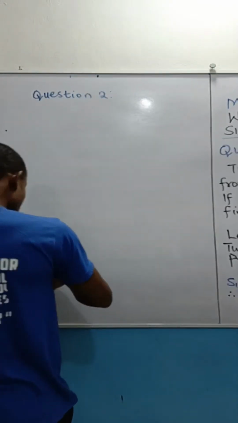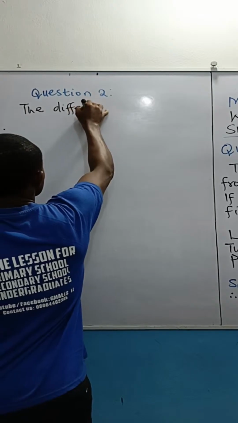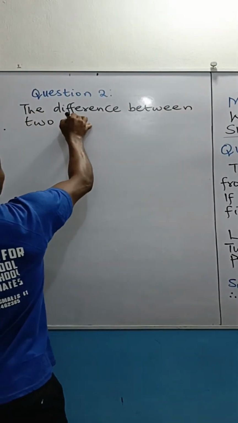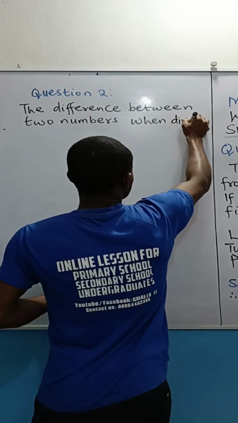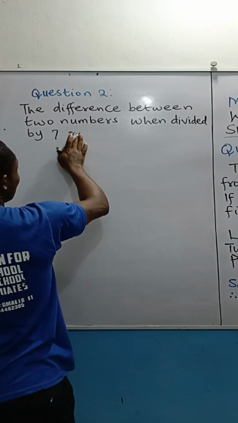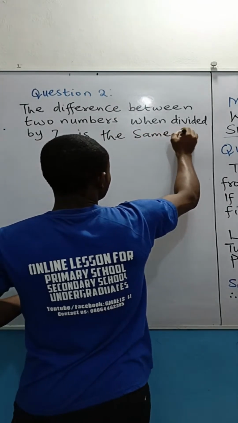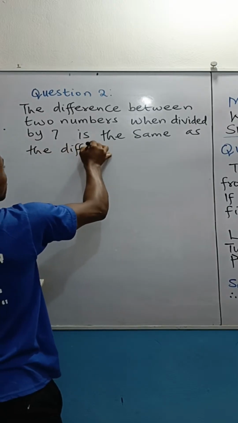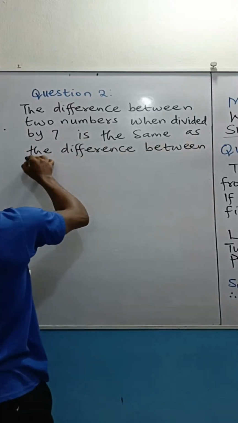So this is question 2. The difference between two numbers when divided by 7 is the same as the difference between the two numbers.